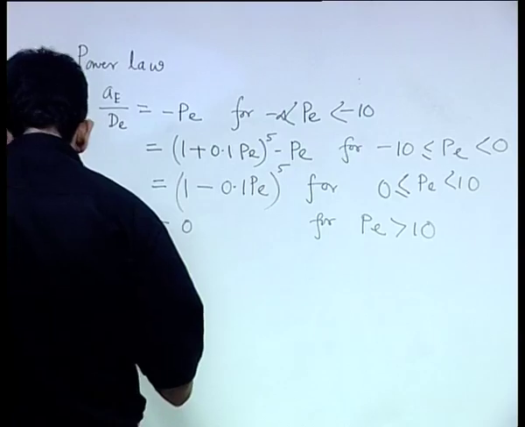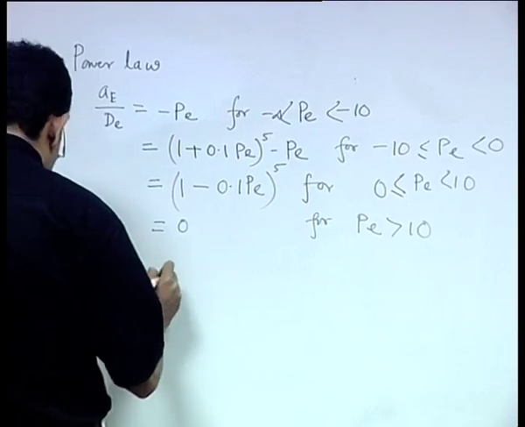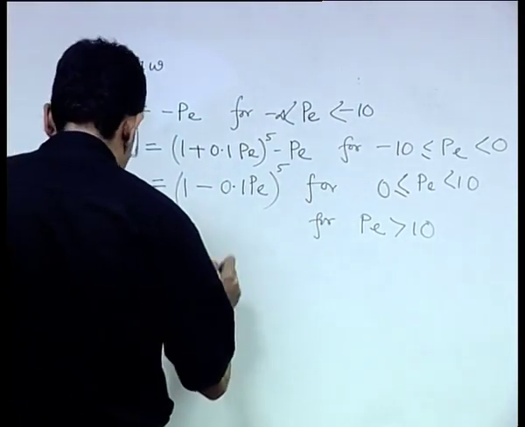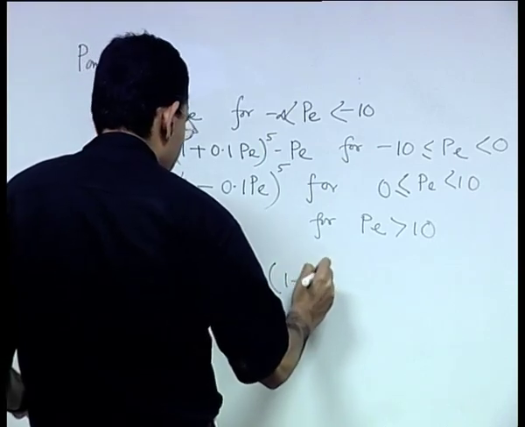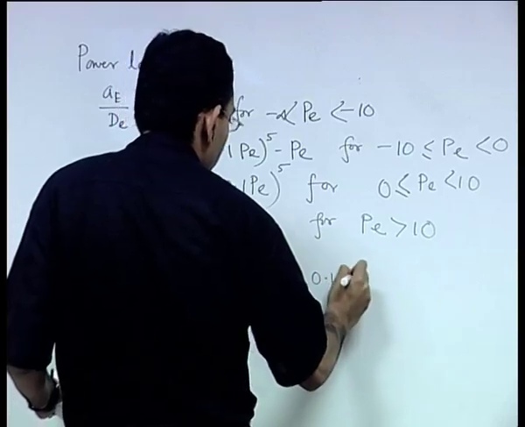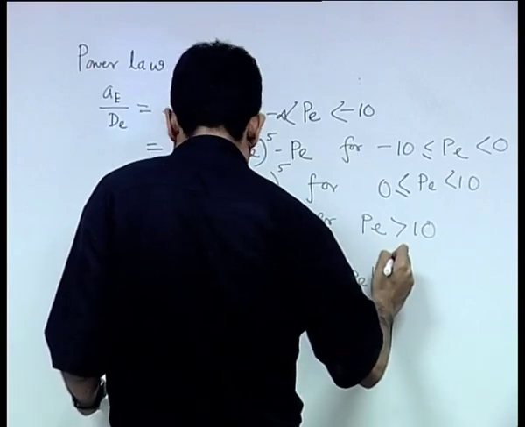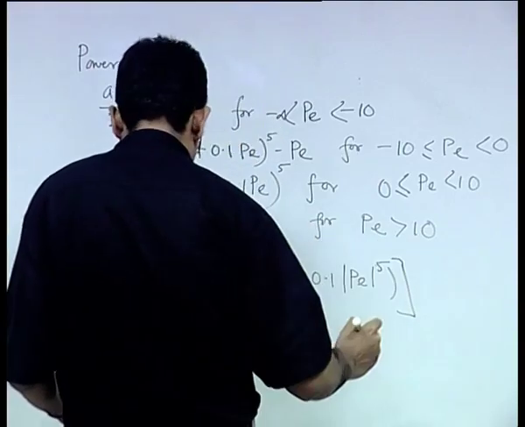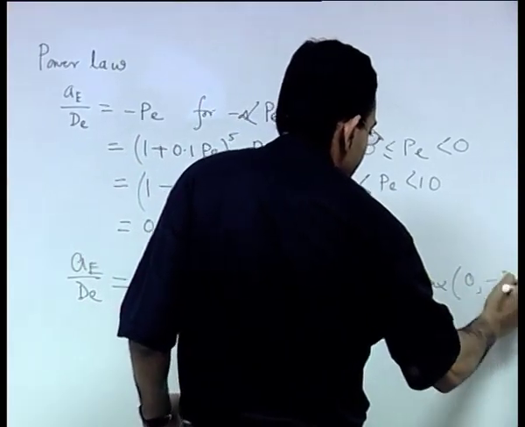Now you can combine all these to write a single expression: AE by DE is equal to max of 0 and 1 minus 0.1 mod of p to the power 5, plus max of 0 and minus p e.